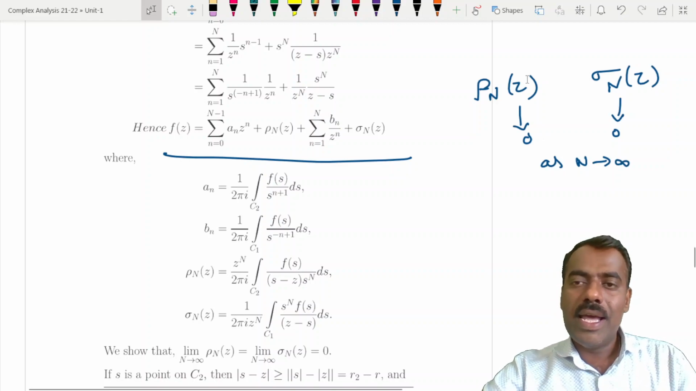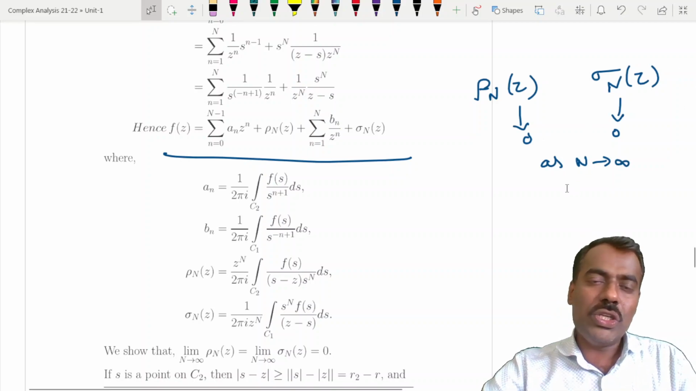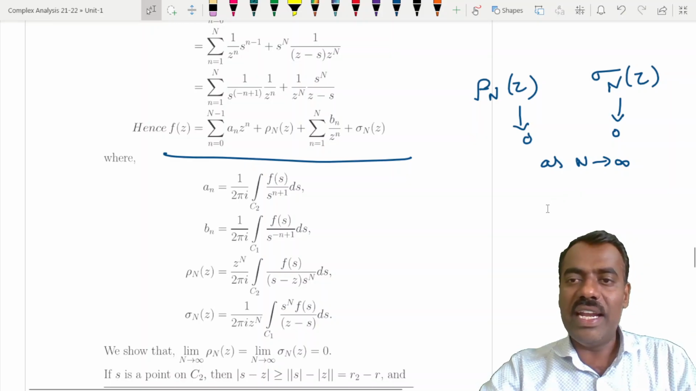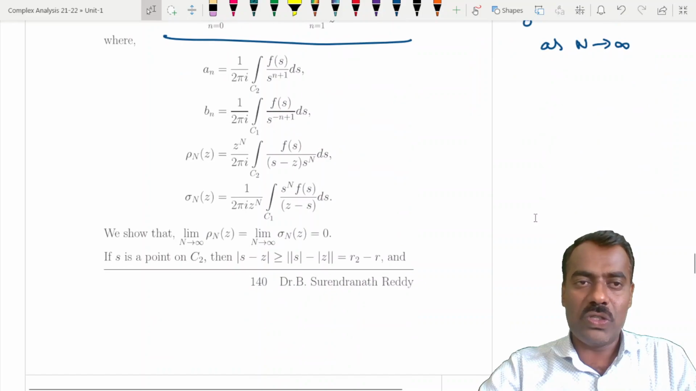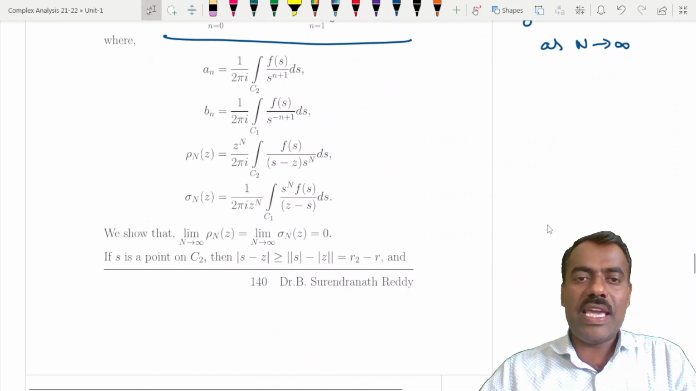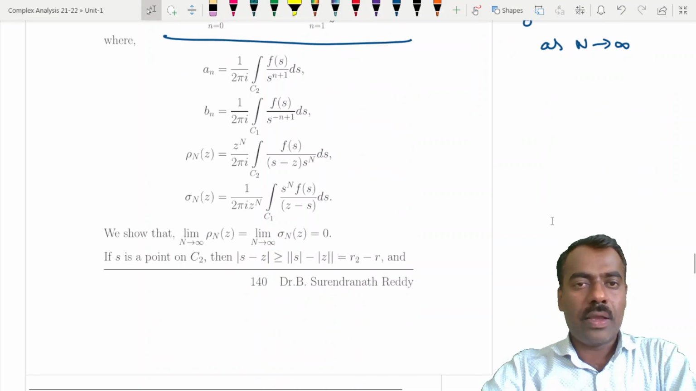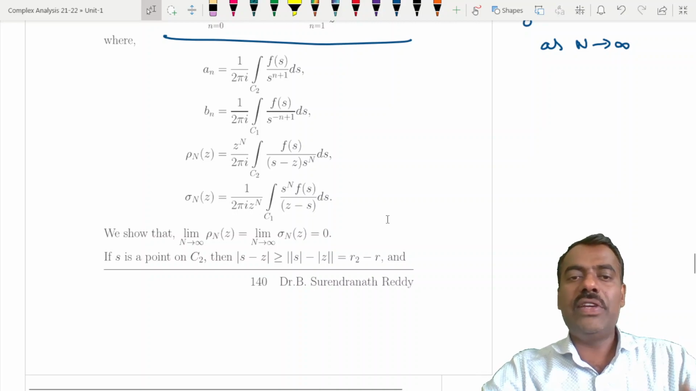Then we are done. Again, how will we show that they tend to 0? We want to find the absolute value of the integral. Therefore, by using the ML inequality, we want to find those values. Here a n and b n are all given, but over C1 that will change to C, no problem.